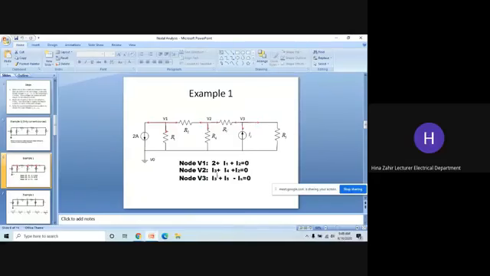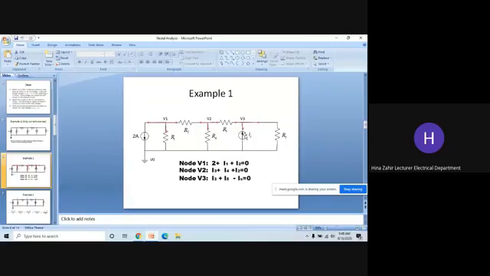What about the last node? I3 is this current. V3 minus V2 by R3. Now, the direction of the voltage is reversed. Similarly, V3 divided by R5. What about this current? No, we already have the current, and the values are usually given, so there is no need to write a V equation for it.